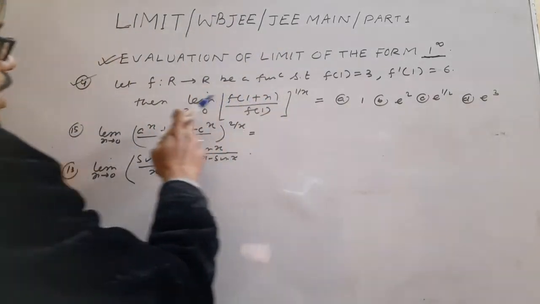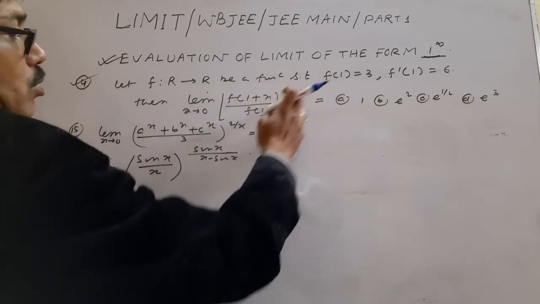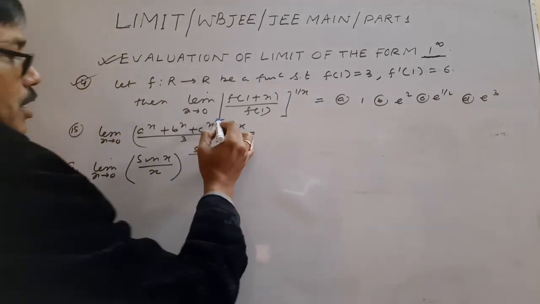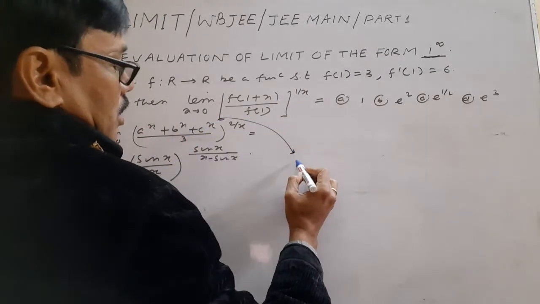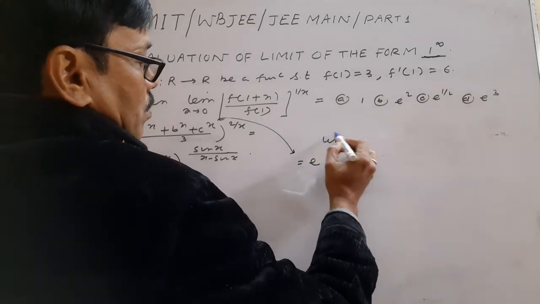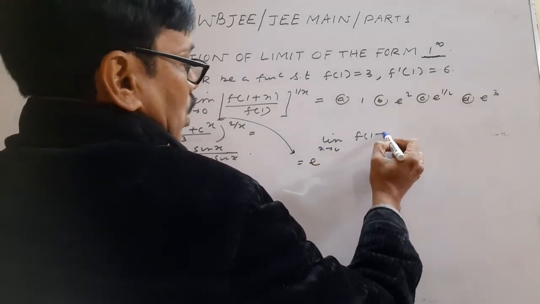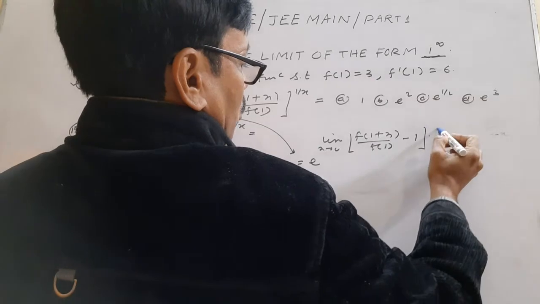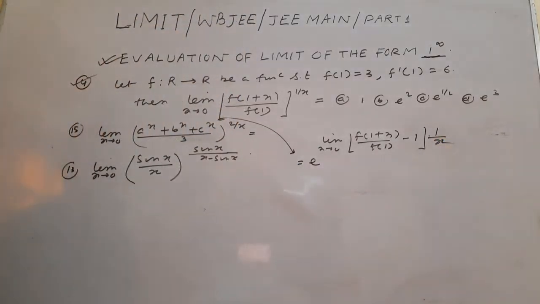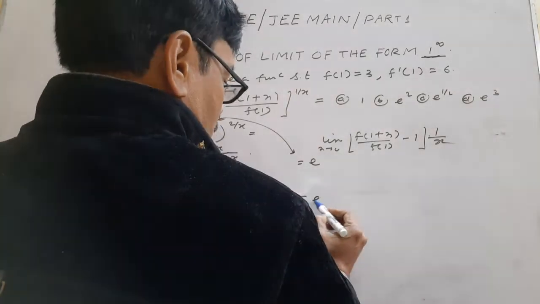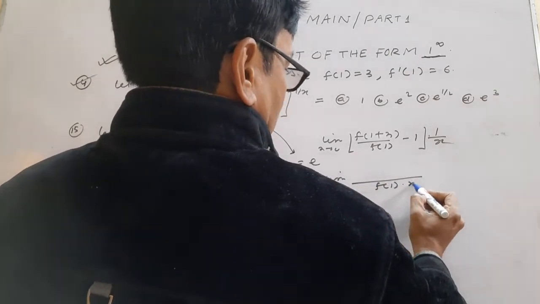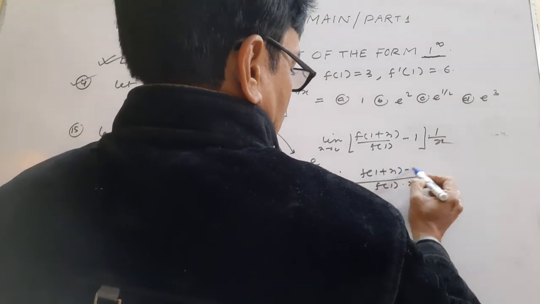So look, if we put x equals to 0, f(1)/f(1) is 1, so this is 1 to the power infinity. So this is of the form 1 to the power infinity. After this step, this equals e to the power limit x tends to 0 of (f(1 + x)/f(1) minus 1) whole to the power 1 by x, so (f(1 + x) minus f(1)) by f(1) into x.